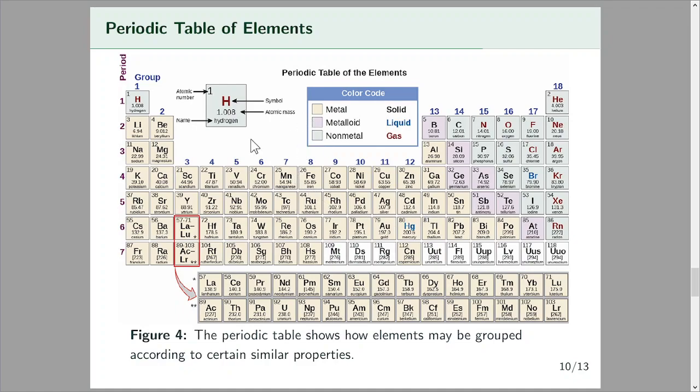And so this is how you read the periodic table. Here's a symbol, right? This is the atomic mass, and we'll talk about that as we go. That's the name, and this one's called the atomic number, which we'll also get to.